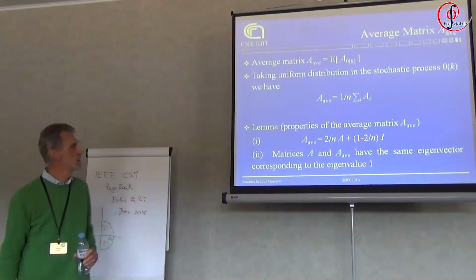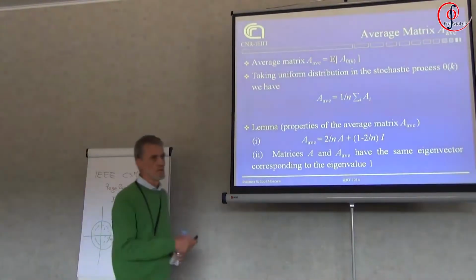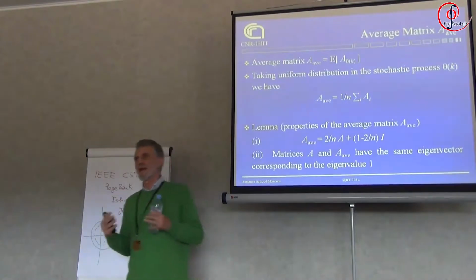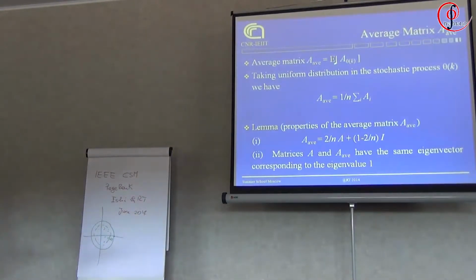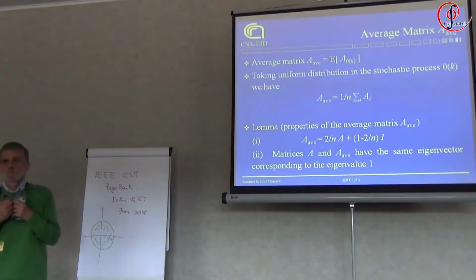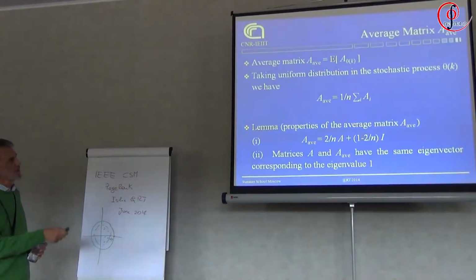Well, we have to talk a little bit about the properties of this. Now we have this A of theta k matrix, and we want to compute the expectation of this matrix. What is the underlying random variable? The underlying random variable is theta k, so when I write the expectation of A of theta k, I mean the expectation with respect to the random process theta k. And I call this A average.